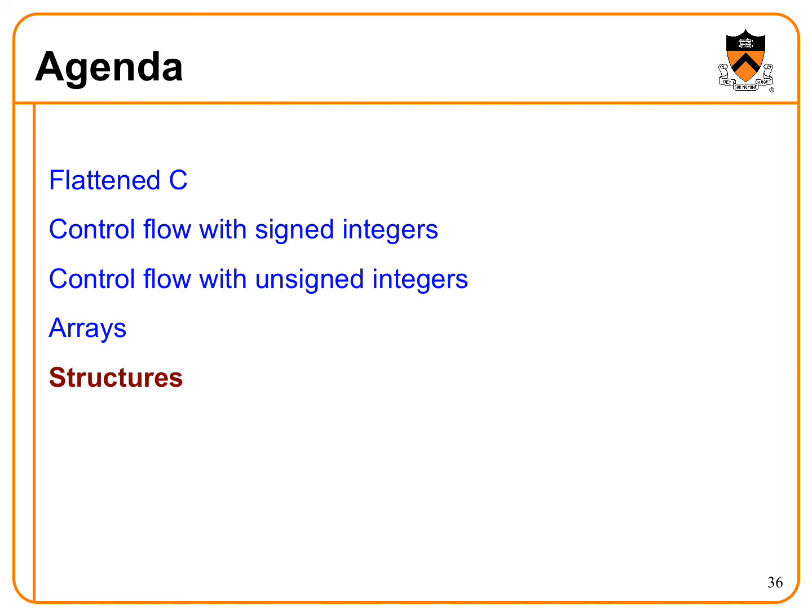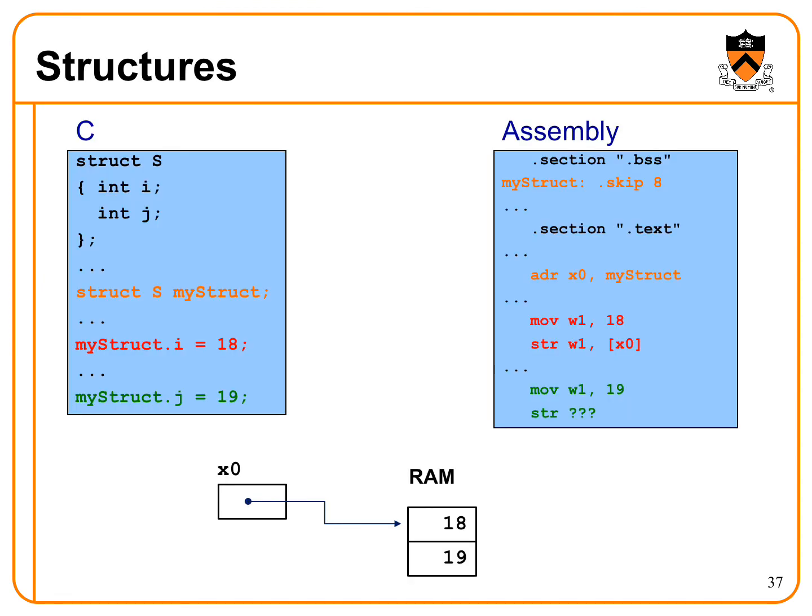Finally, today we'll talk about how to manipulate structures in assembly language programs. Consider the C structure S on the left. We can create an instance of struct S called myStruct. Then we can use the dot operator to access its fields for reading or writing.